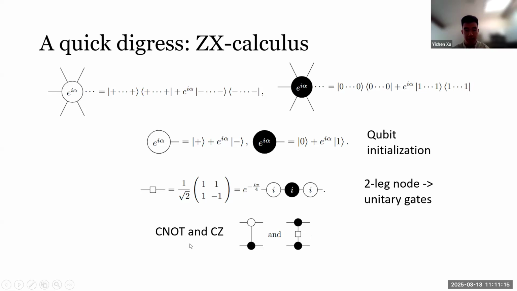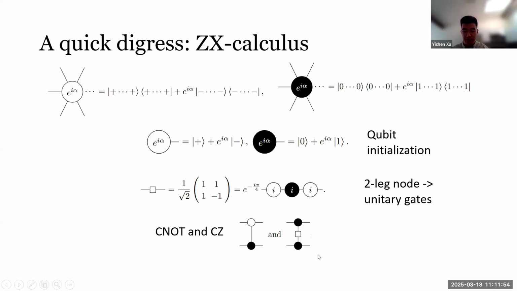Entangling gates in ZX calculus are expressed as two connected nodes. For example, the CNOT gate can be represented by this diagram. This should be interpreted as time going in the horizontal direction and the gates acting in the vertical direction. There's an X node and a Z node. The convention is that the Z node is the controlling qubit, and the X node corresponds to the target qubit. And for CZ, it's basically two connected Z nodes with a Hadamard gate in between.